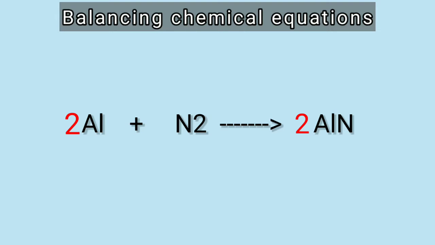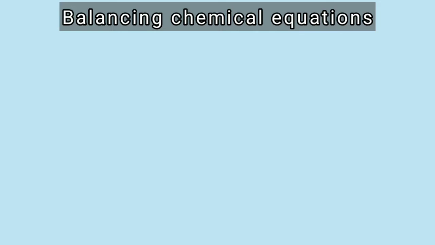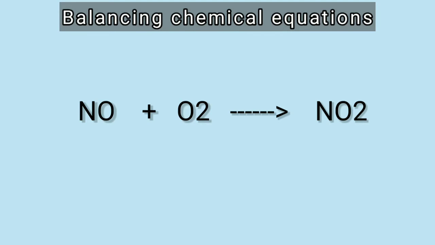So we have 2 aluminium atoms on each side and 2 nitrogen atoms on each side, and the equation is balanced. Next equation, nitric oxide reacts with oxygen to form nitrogen dioxide. Nitrogen atoms on both sides are 1, but for oxygen atoms we have an even number on the right side and an odd number in NO. So we will try to make it even by writing 2 as a coefficient of nitric oxide.